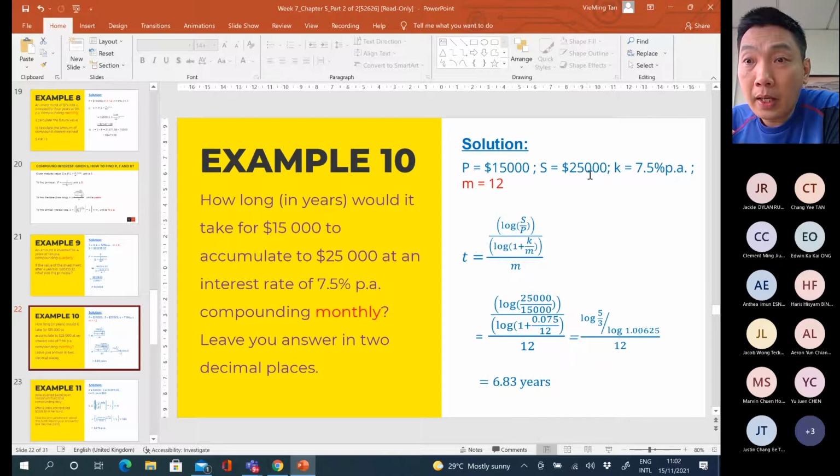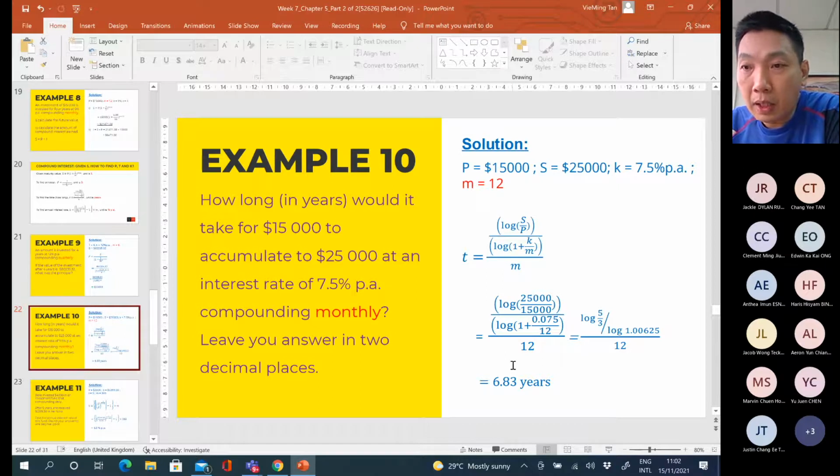Okay, so S is 25,000 put here, P 15,000 put here. Then this part K is 7.5%. You have to convert to decimal number, 0.075. M is 12. Then this part also denominator is 12.